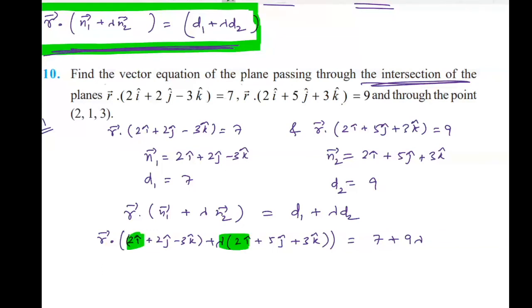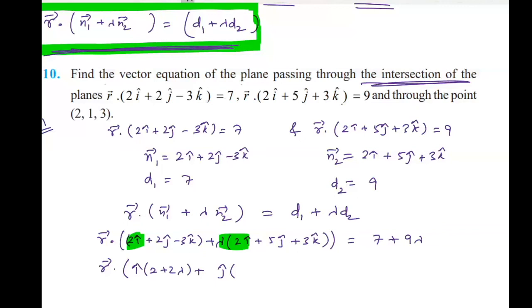You multiply lambda. So what will that be? You can take i cap common, which is nothing but 2 plus 2 lambda. Next will be j cap common, 2 plus 5 lambda, and then minus 3 plus 3 lambda. Is there any doubt to anyone? If you have any kind of doubt, please let me know.